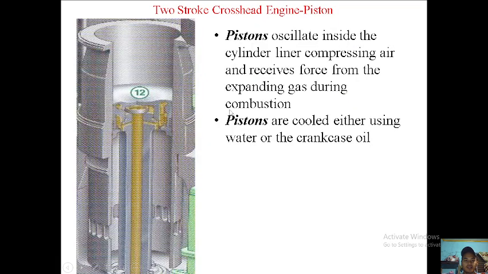Okay, that's it. Next, we have the pistons. So this is the piston number 12, and then this is the piston rod. Since this is a two-stroke engine, we have a piston rod in here. And then the inside of the piston rod is hollow, so that the oil can go inside and cool down the piston. So the pistons oscillate inside the cylinder liner, compressing air, and receive force from the expanding gas during combustion. So pistons are cooled either using water or the crankcase oil. So this is the crankcase oil.